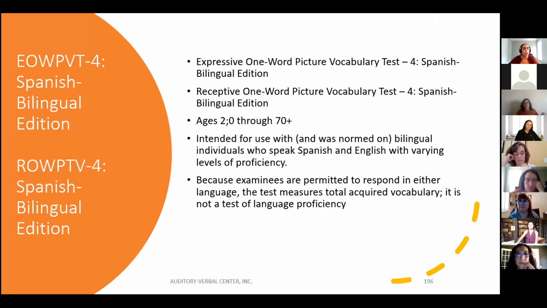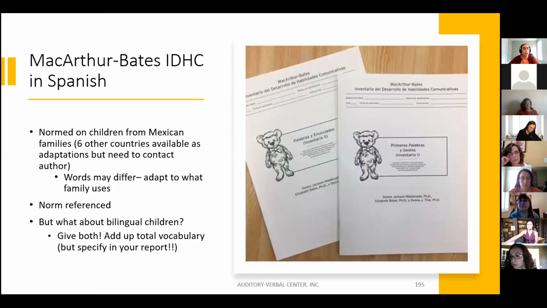So a test that actually was normed on bilingual children is the Expressive and Receptive One Word Picture Vocabulary Test. They have bilingual versions, and they can start at age 2. Sometimes 2-year-olds are a little hard to give this to, but definitely by age 3. It's intended for children who are bilingual, and the child is permitted to respond in either language. So I think you can approach it as a good way to get an idea of their vocabulary level compared to hearing peers, sort of as looking for a score. And then the MacArthur-Bates is more just informational.